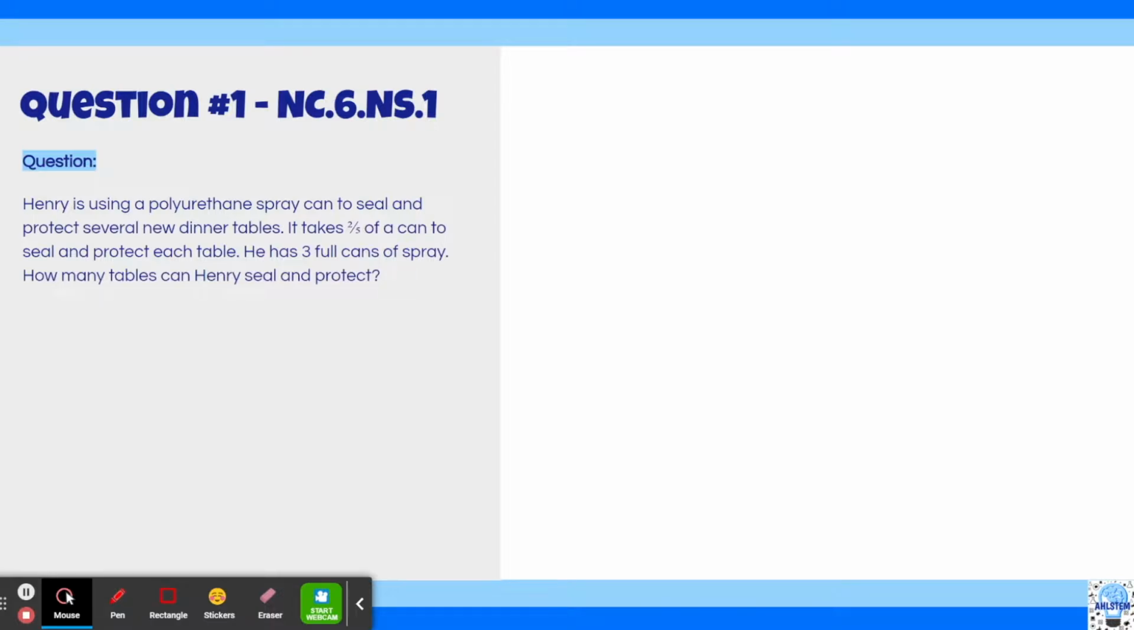So our first problem. Henry is using a polyurethane spray that can seal and protect several new dinner tables. It takes 2/5 of a can to seal and protect each table. He has 3 full cans of spray. How many tables can Henry seal and protect? So pause the video here, and in a few seconds I'll reveal the correct answer.